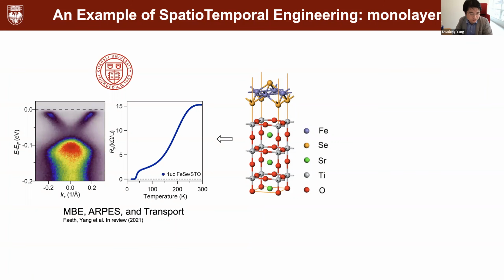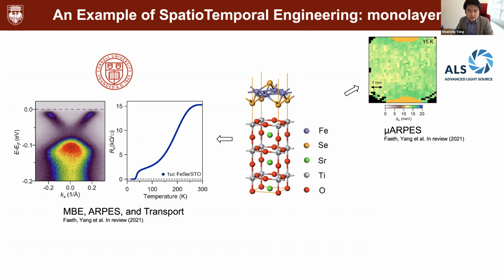So first of all, I did my study at Cornell University, where I combined MBE, ARPES, and transport to study both the spectroscopy properties as well as the transport properties from superconductivity. And then we could also look at a much finer, smaller spatial scale. So we actually go to the Advanced Light Source at Berkeley National Lab to do a spatially resolved, micron-resolution ARPES. And this allows us to disentangle the inhomogeneity of iron selenide thin films.